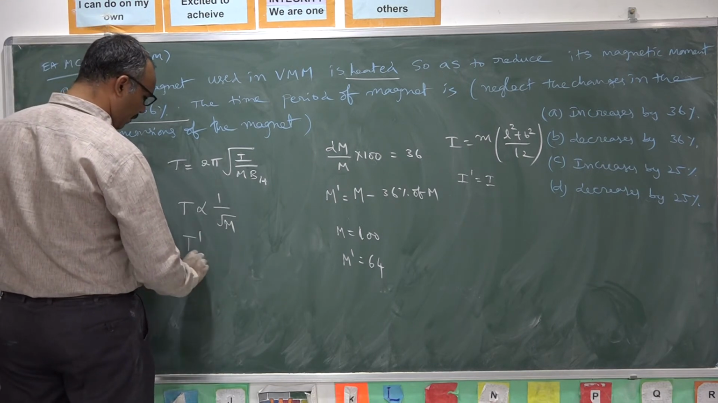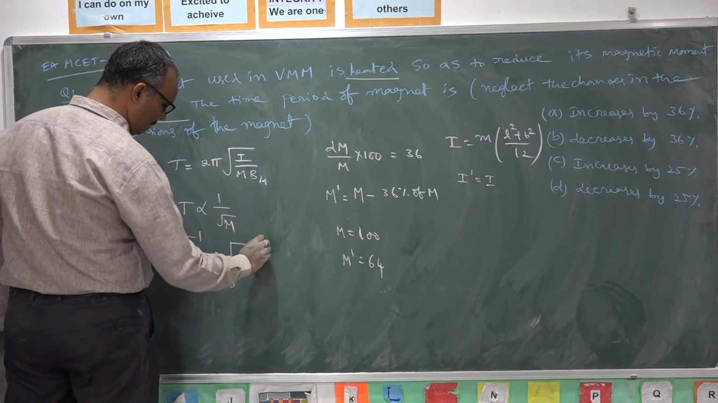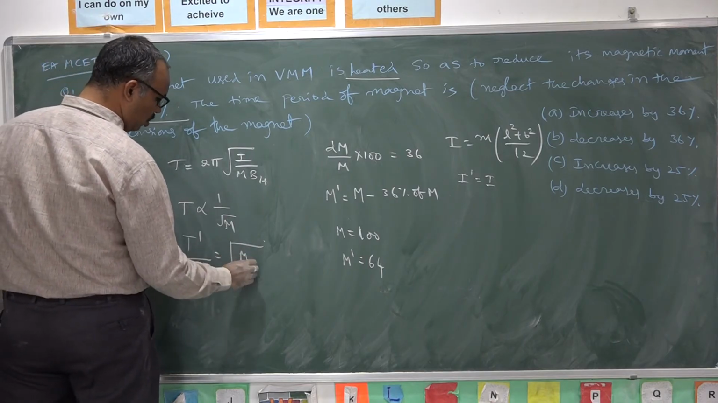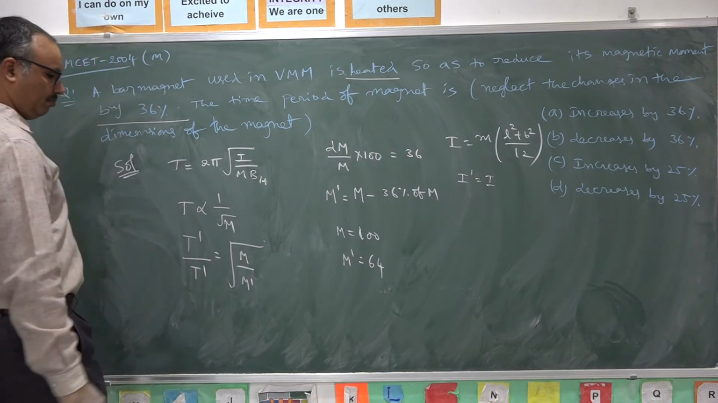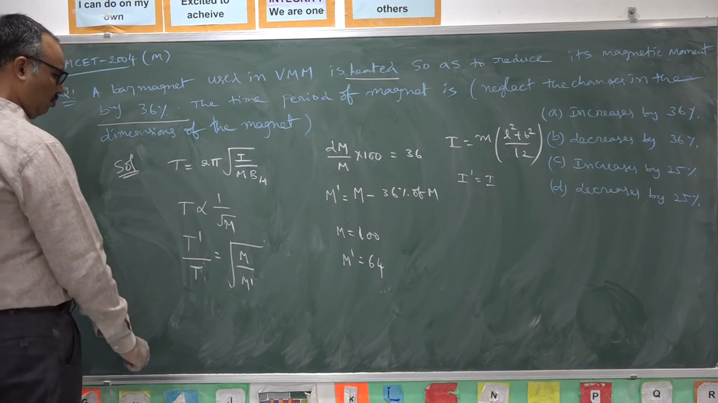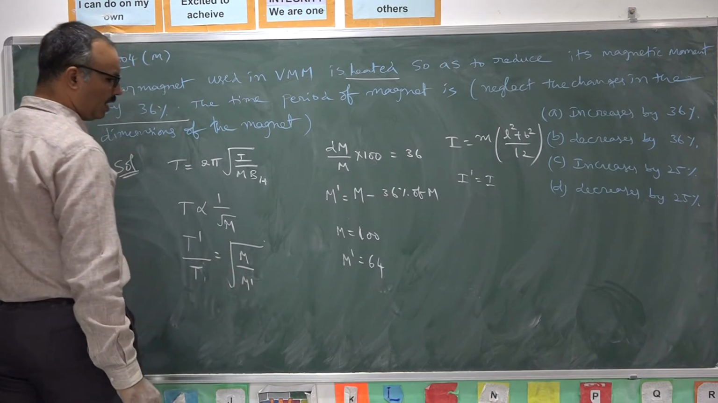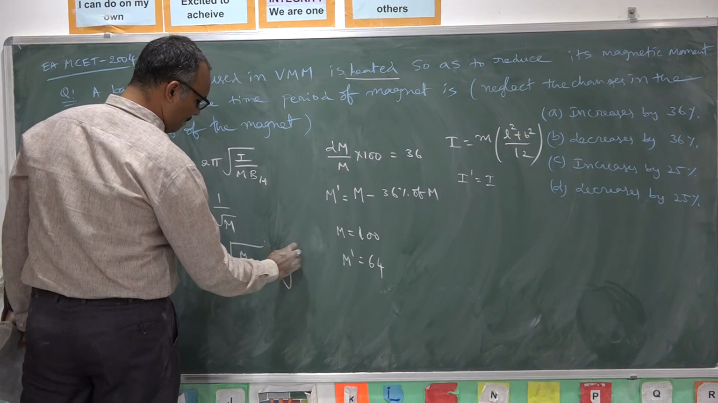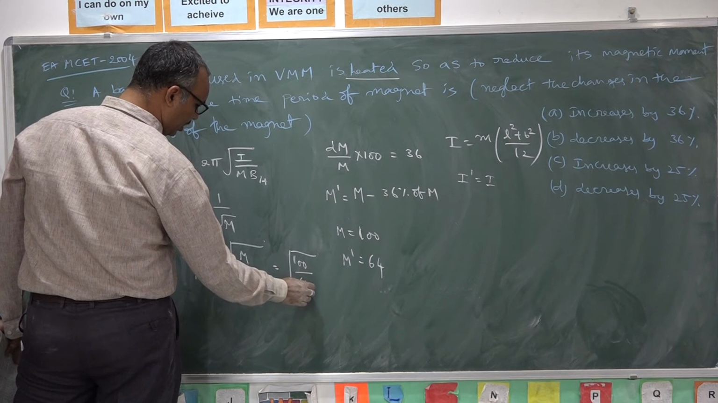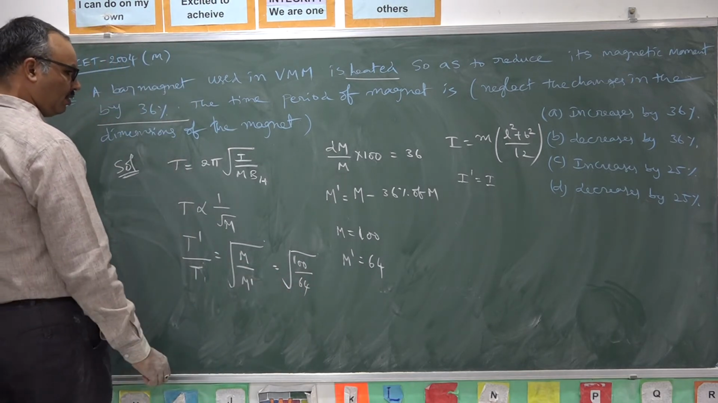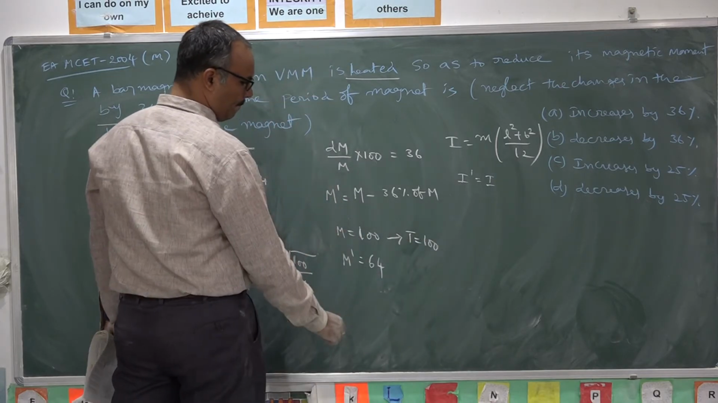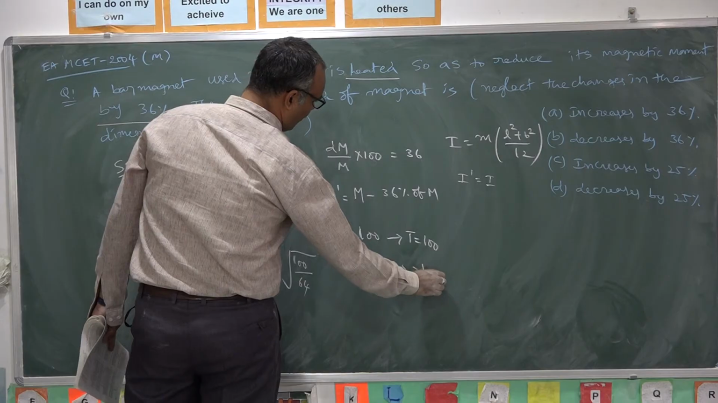So the time period is proportional to 1 by square root of m. The new time period by old time period is equal to, as it is inversely proportional, the old magnetic moment by the new magnetic moment. Old magnetic moment is 100, new magnetic moment is 64. Similarly, let me take the old time period as 100, and I will calculate the new time period.